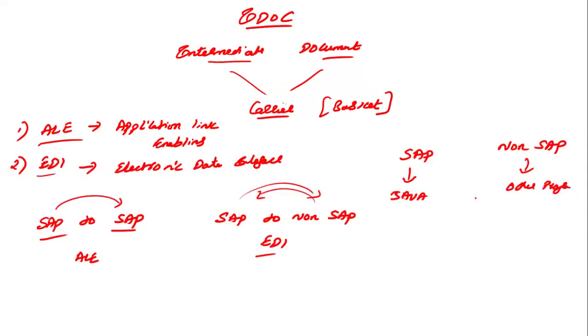Now in ALE, when you're transferring the data from SAP to SAP system, even this is using Java, even this is using Java. So you can directly transfer the data. The data you're sending from this system to this system, both systems are using the same language and the data will be understandable.